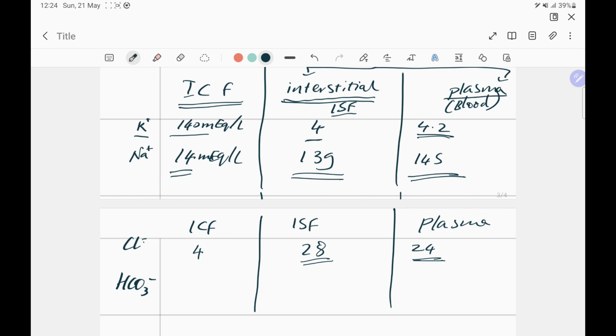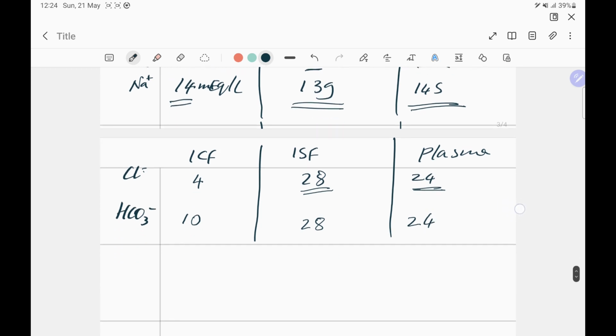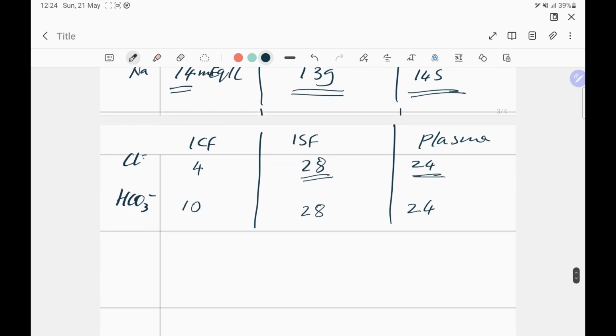And bicarb, you should remember this because it's important for acid-base balance. It helps regulate the pH. In the intracellular fluid compartment its concentration is 10, 28 for interstitial fluid, and 24 for your plasma.